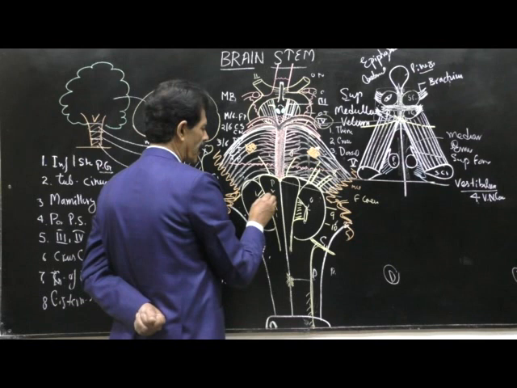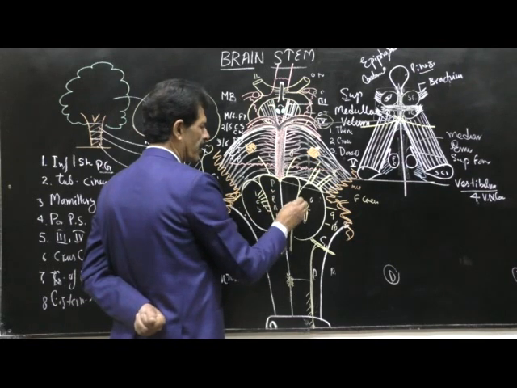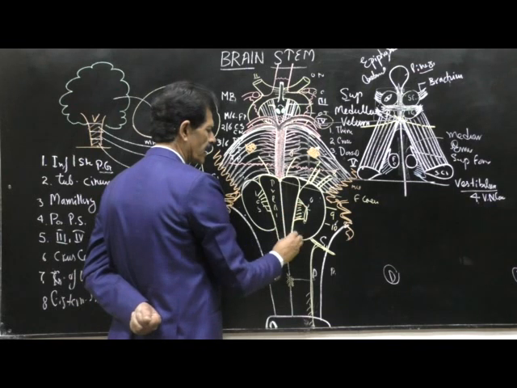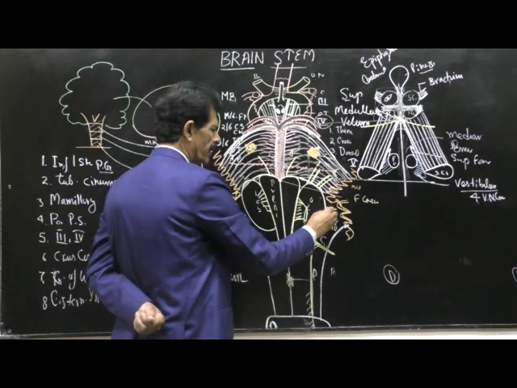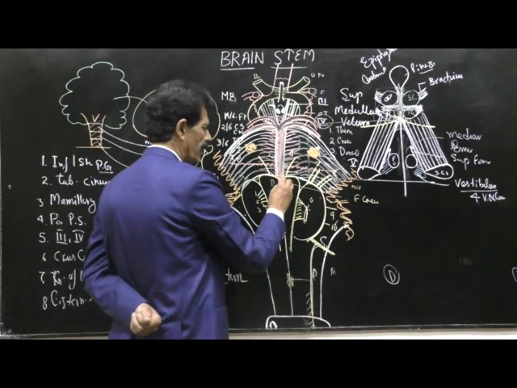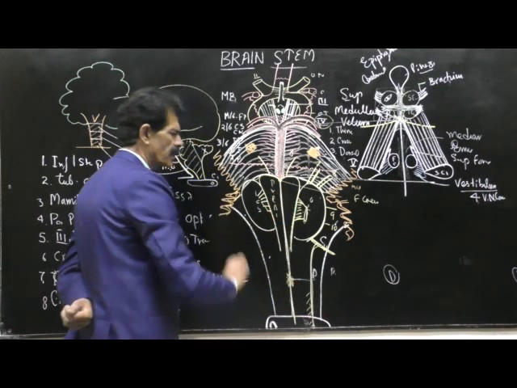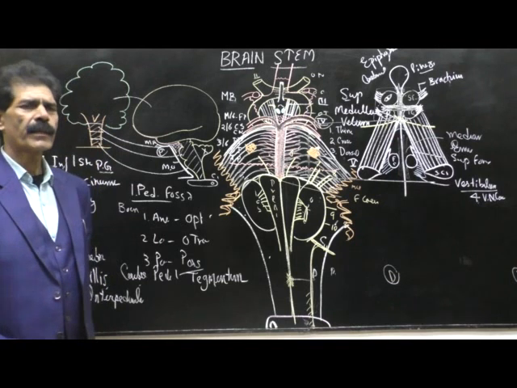The last cranial nerve, the hypoglossal, arises between the pyramid and the olive. So this is called the anterolateral sulcus, and this is called the anteromedial sulcus. This is called the anterior median sulcus. So this is how we describe the ventral aspect of the medulla.